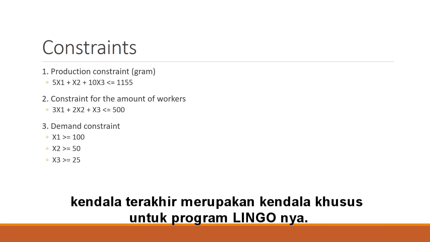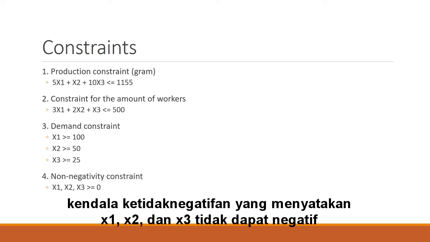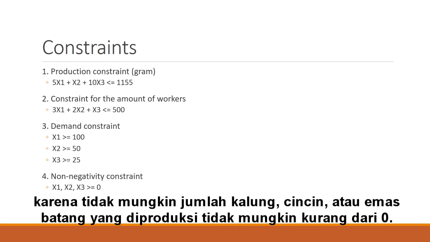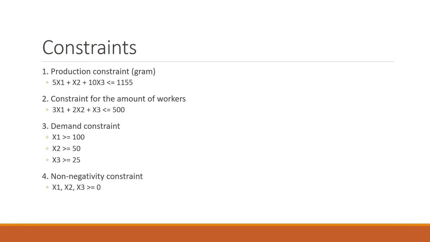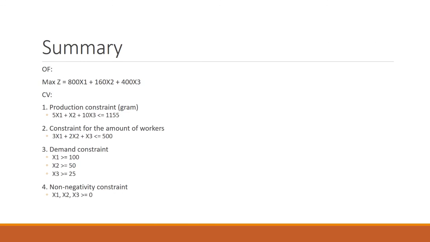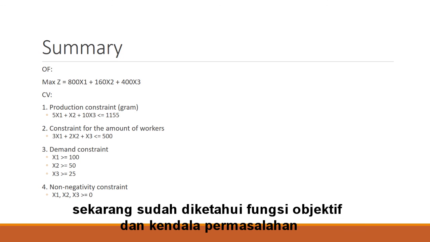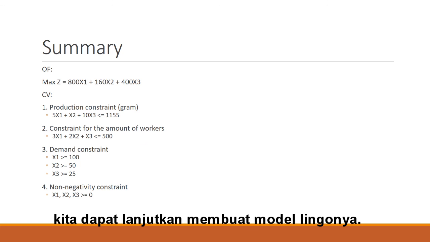The last constraint is rather a constraint for the Lingo program. It's a non-negativity constraint. This is basically saying that x1, x2, x3 cannot be negative, because there is no possible way that the numbers of necklaces, rings, or gold bars produced can be less than 0. Now that you have the objective function and the constraints, we can move on to making the Lingo model.